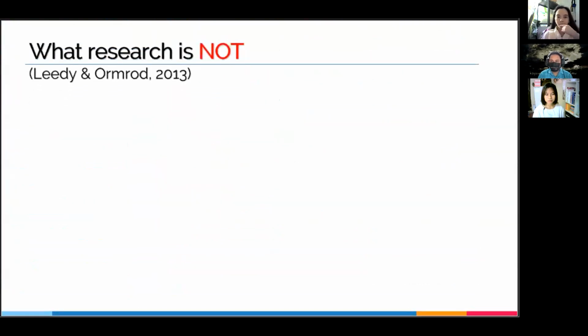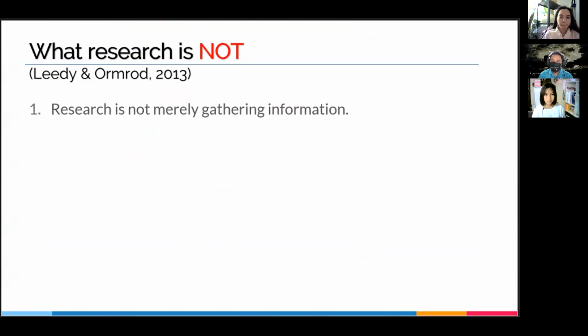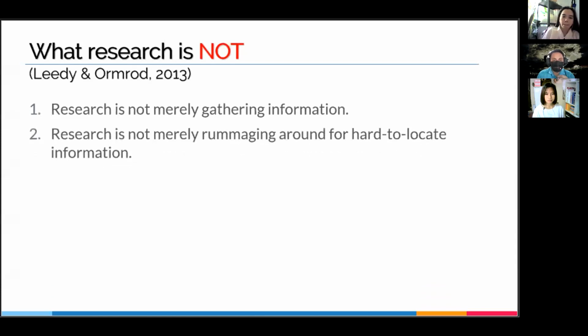So what research is not, no, according kay Lide and Ormrod 2013 pa din. Okay, sabi nila, research is not merely gathering information. Okay, so meaning research is not just merely collecting information or data, no, it goes beyond mere gathering. Okay, so hindi lang yun pag-gather ng infos. Next, research is not merely rummaging around for hard to locate information. Okay, meaning research is not limited to just having a thorough investigation and research. No, hindi doon natatapos yon.